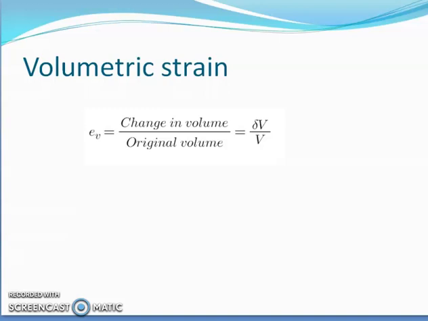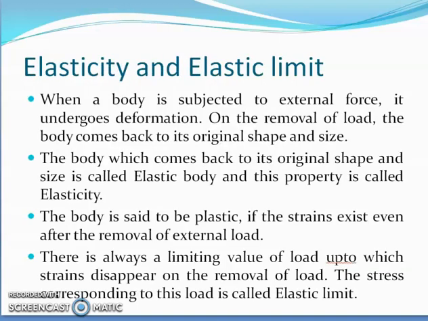So volumetric strain is the change in the volume of the body. So how can we measure the volumetric strain mathematically? By taking a ratio between change in volume to the original volume. So del V divided by V is the formula to calculate volumetric strain.